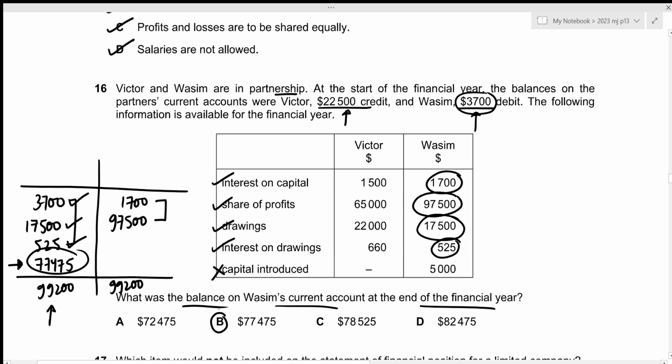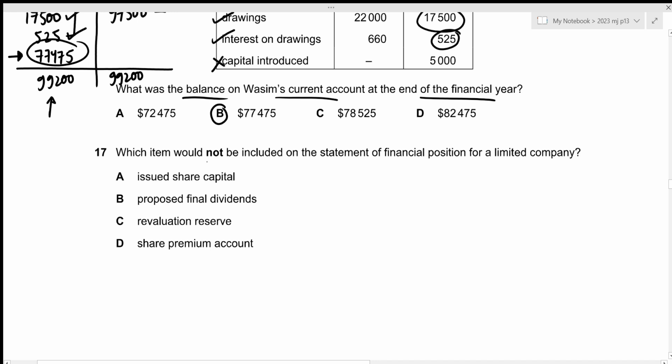Let's move towards the 17th question. Which item would not be included on the statement of financial position for a limited company? The first one is issued share capital, which will be included as part of the equity. The second one is proposed final dividends. This will not be included in our statement of financial position, so this is the correct answer.